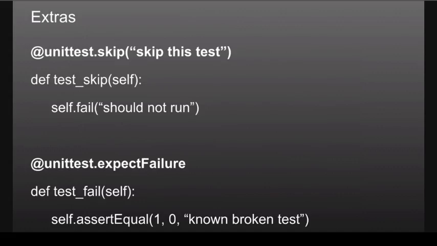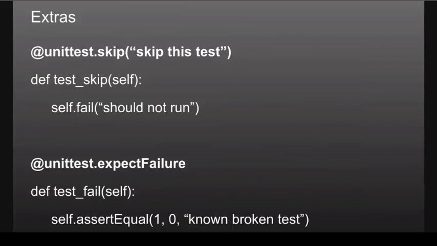So just a couple of extras out of the stock unit test library. If you happen to know that a test is broken or it needs work, you can use the skip decorator to actually skip a test and document why you're skipping it, and not use the lame string that I used there. And if you know that a unit test is actually broken and you want to have that recorded in your test suite run, you can use the expect failure decorator and make sure that that actually gets recorded every time you run your test suite.